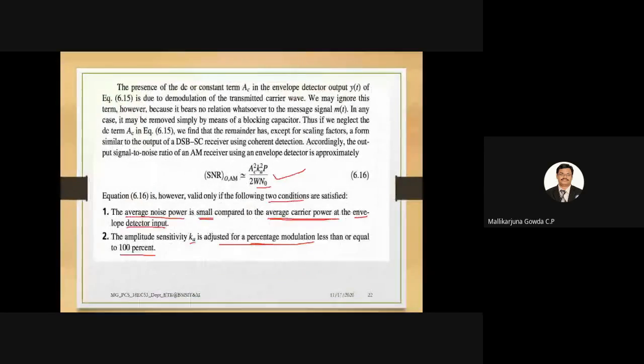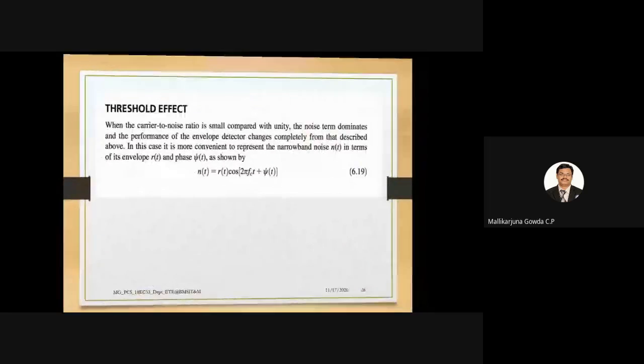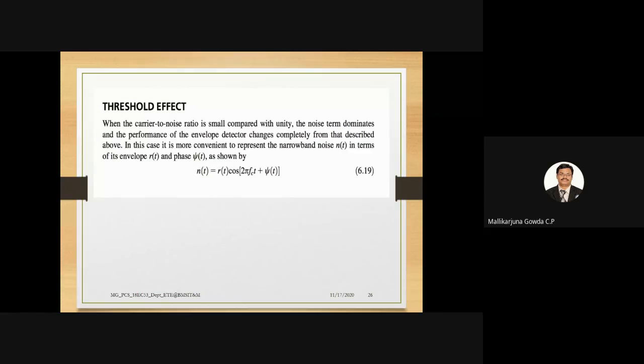The next important thing is the threshold effect. After understanding the figure of merit for an AM receiver, let us understand in brief what the threshold effect is. When the carrier to noise ratio is small compared with unity, the noise will dominate the performance, and the performance of the envelope detector changes completely. The carrier is less and the noise is more, so the noise will be dominating. In that case, the performance of the envelope detector changes.